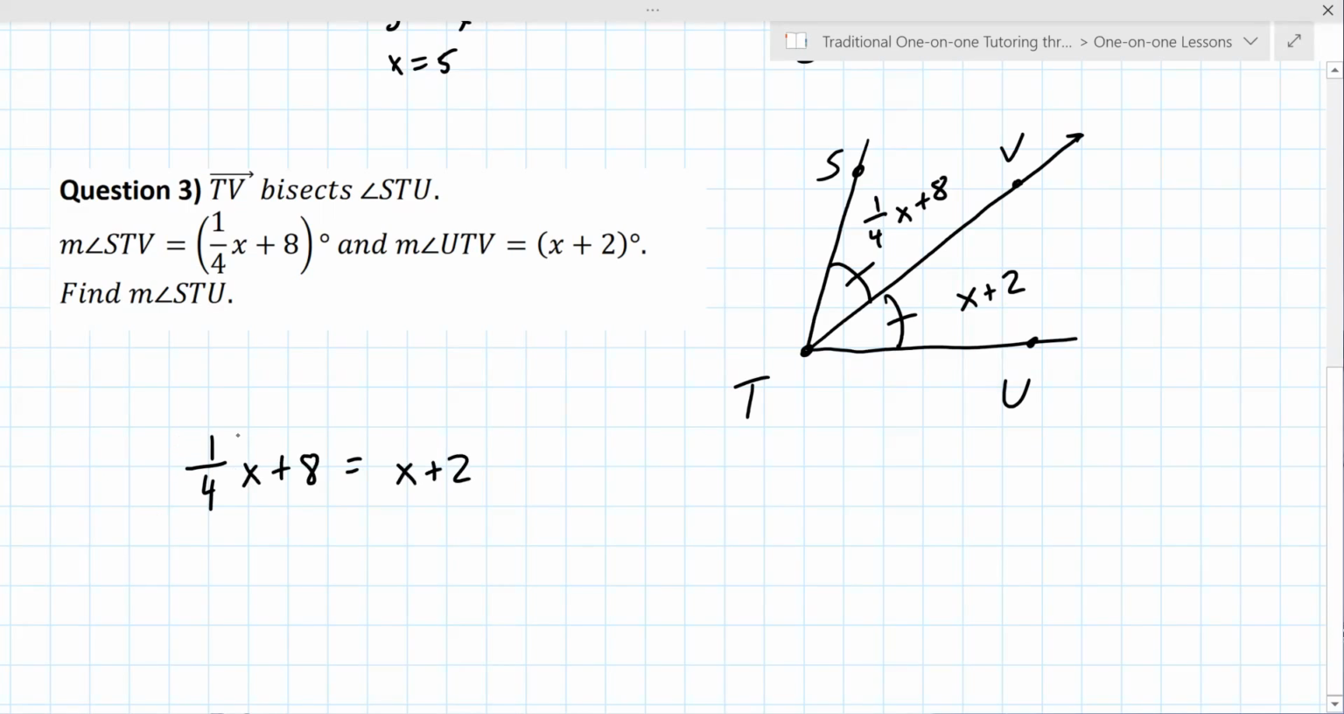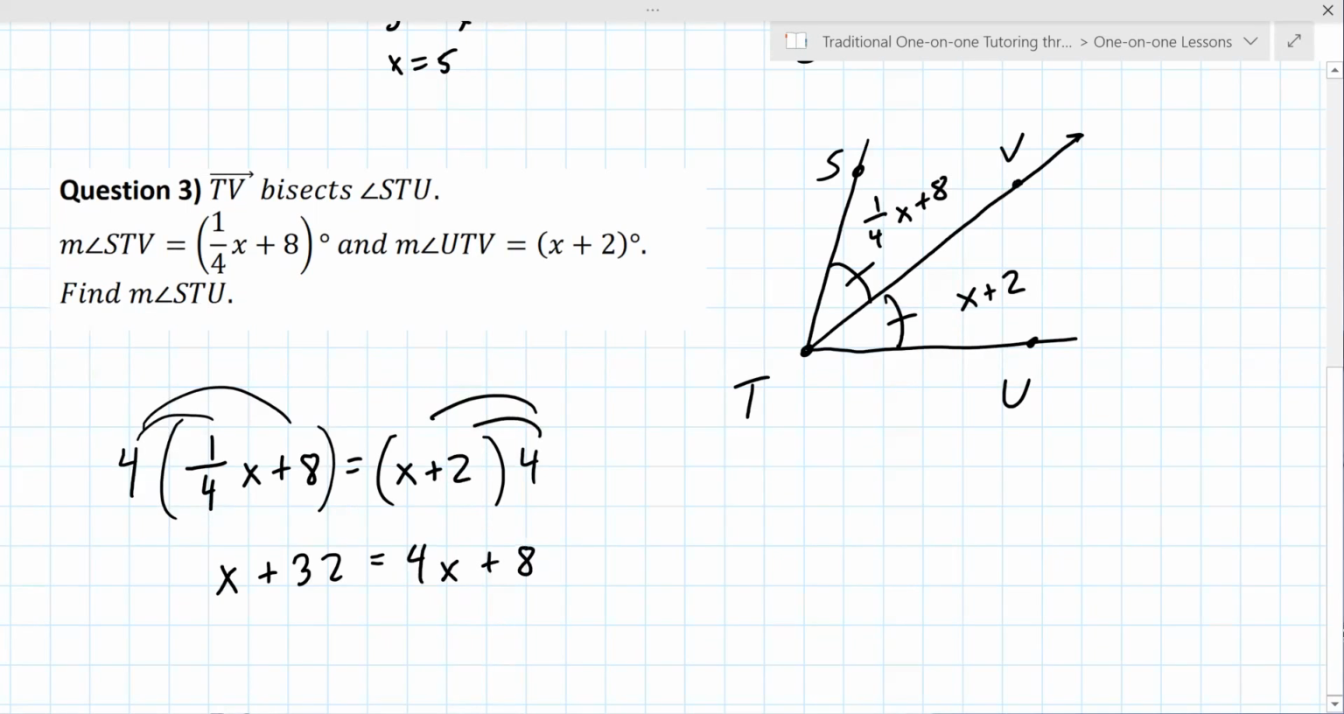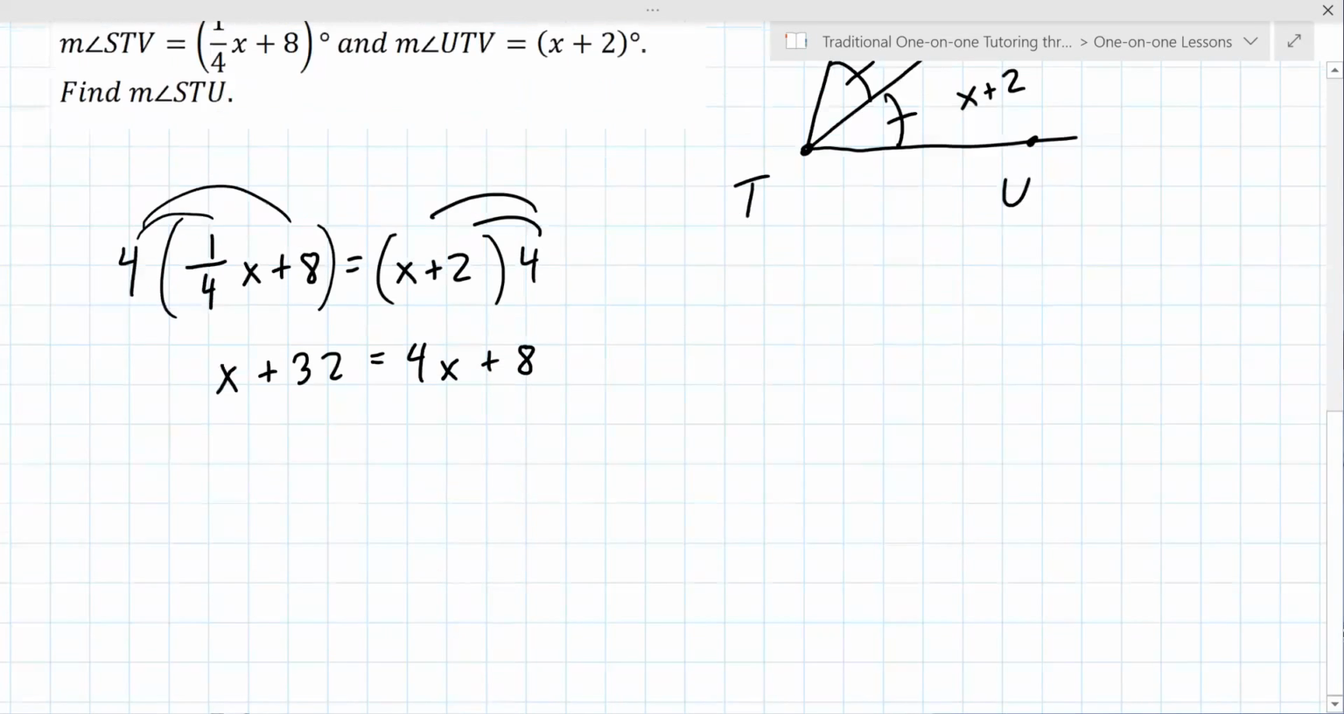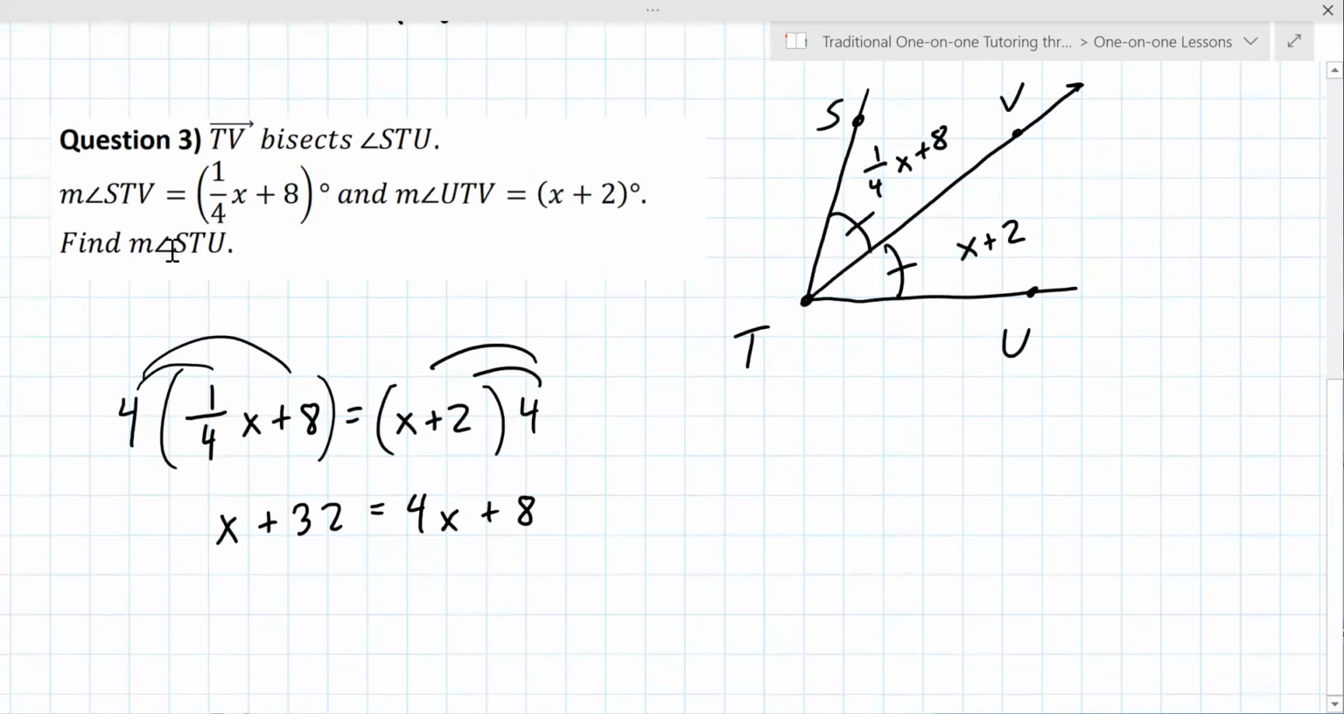Now, to clear this fraction over here on the left, you're going to multiply everything by 4, because it's the reciprocal of the fraction here. So you multiply both. So that becomes just x plus 4 times 8, 32, equals, distributing, 4x plus 8. Okay. Now, again, you're going to get x, but it's not the final answer. You have to put that back into STU.